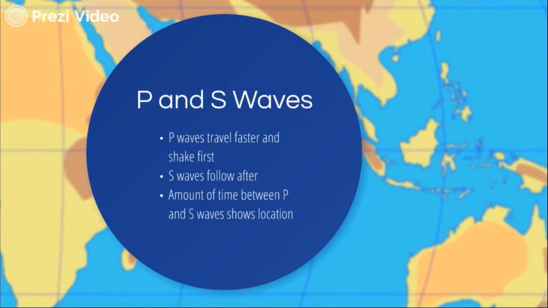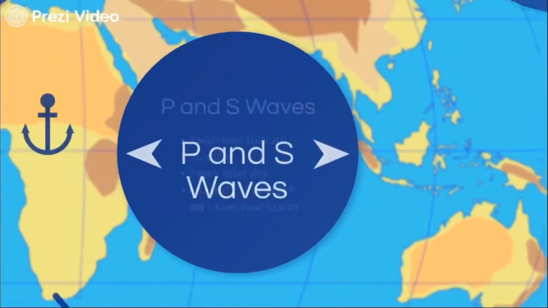By looking at the amount of time between the P and S waves on a seismogram, scientists can tell how far away the earthquake was from that location, and it's pretty accurate. It just can't tell the exact direction, so it gives a general idea of where the earthquake specifically happened.